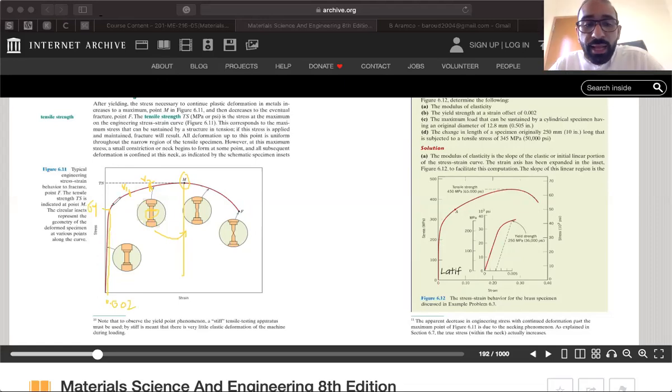After this, the plastic deformation will start. We can classify this into two regions: one where the plastic deformation is uniform, and another region where the plastic deformation is not uniform. So we need to identify the point at which the deformation starts to become non-uniform. This point we call the necking point.